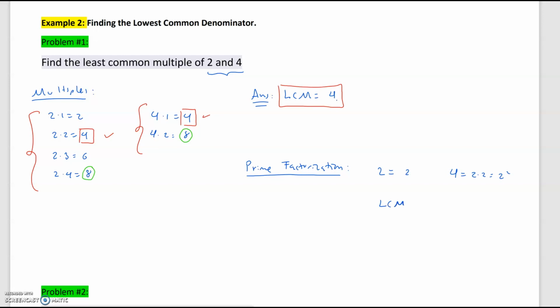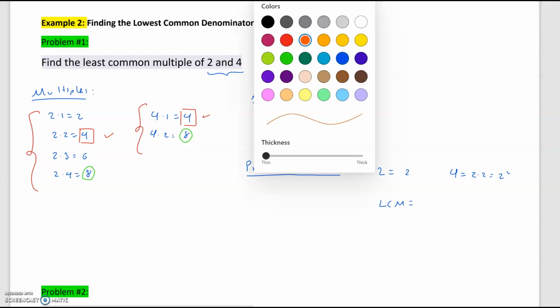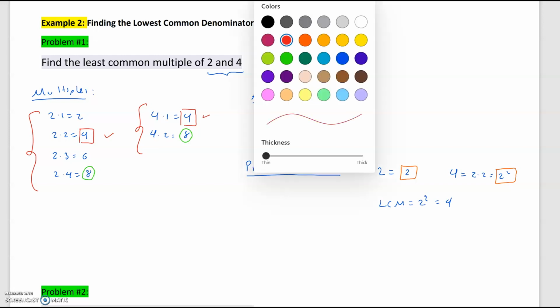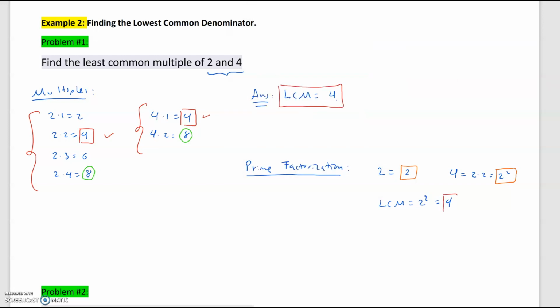And then the LCM in this situation is going to be the maximum of 2's that appear. You're looking at the maximum that appears here and that appears here. So in this particular situation, the LCM is the maximum of the 2's, which will be 2 to the second, or the value of 4. Which is what we concluded above by looking at the multiples.